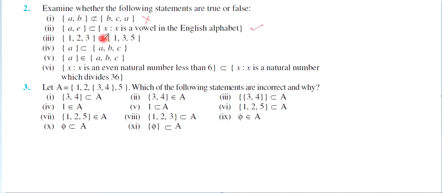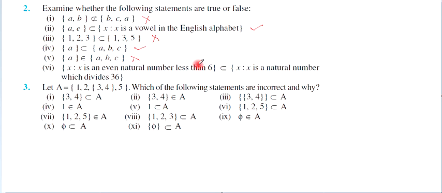{1, 2, 3} is a subset of {1, 3, 5}. Here we have 2 which is not here in the second set. So this statement is false. It is not a subset. Then {A} is a subset of this set {A, B, C}. Yes, it is true. Then {A}, this subset A, yes, set A belongs to ABC. It is false. Right?